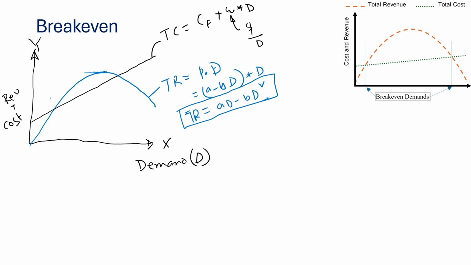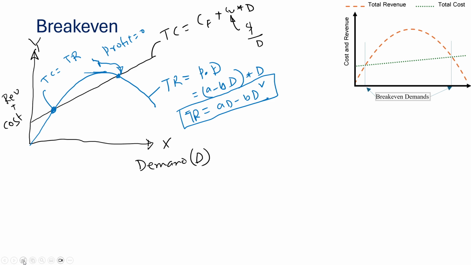As you can see, it's going to hit the cost function at two different points. At the first point, the total cost is the same as the total revenue, meaning that profit is 0, so not making profit. Same here too. The total cost is equal to the revenue, so at both of these points, profit is equal to 0.